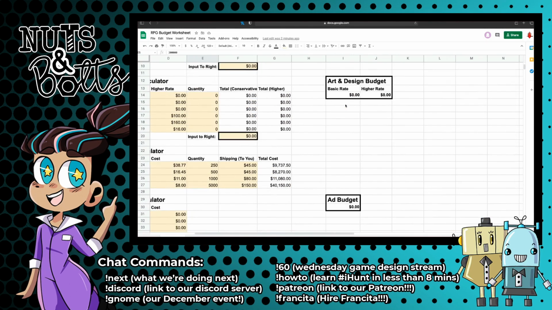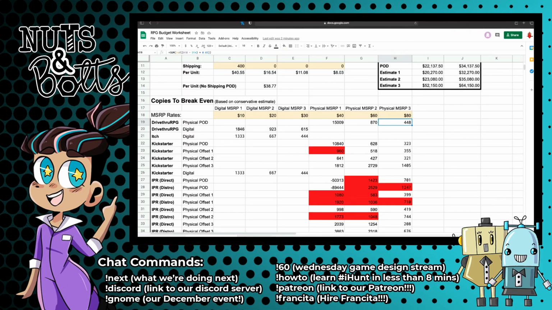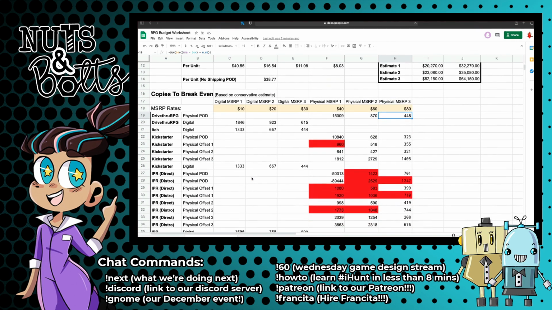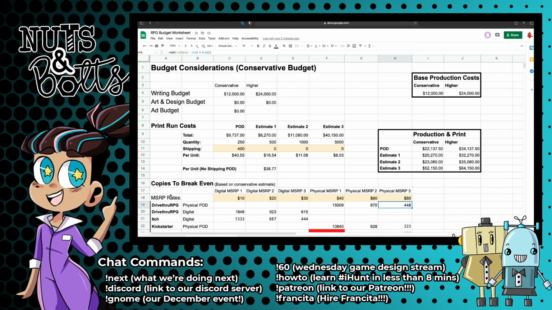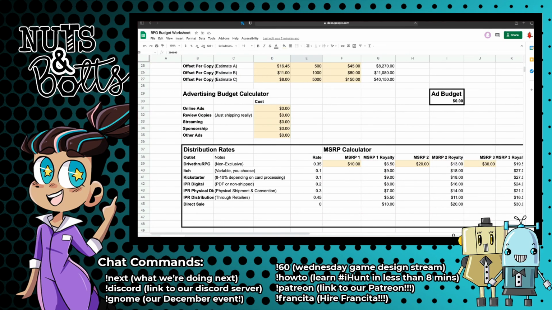That used to be the standard for things like Kickstarters. And it ended badly for a lot of those people. So this is your spreadsheet. This is your conservative budget. This is your bigger budget. And this is the things that it takes to make and publish a game from start to finish.